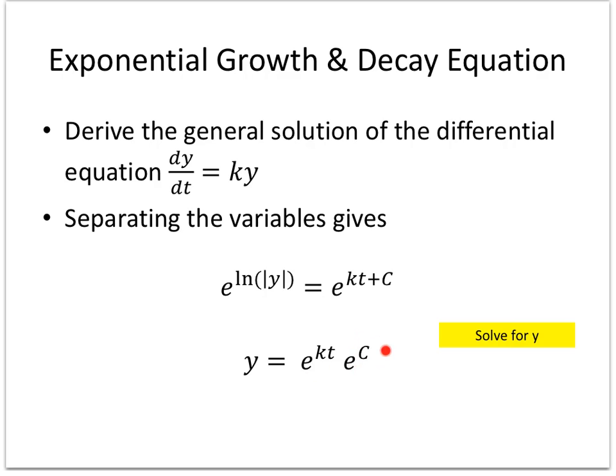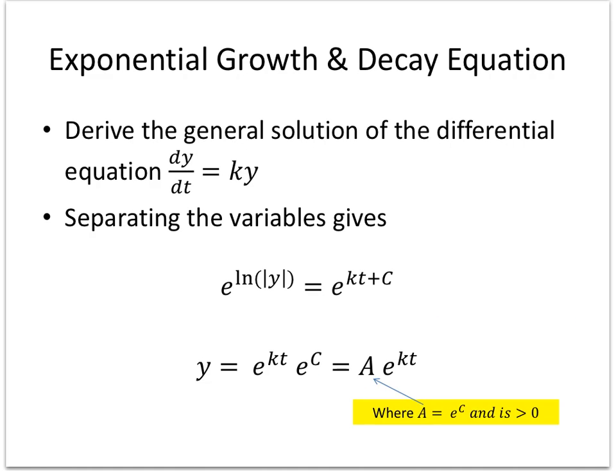And the reason I do this is this piece right here is just a constant. This is the only thing that's a variable. And so I could let this piece right here equal any constant, and you'll see in your textbook they use the letter a. So what I end up with here is an exponential function. So the solution to this differential equation is actually an exponential function.